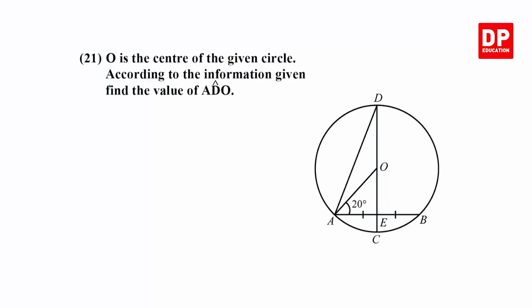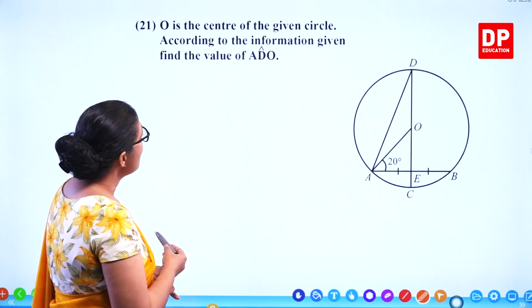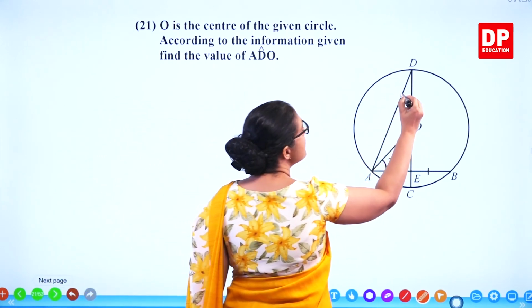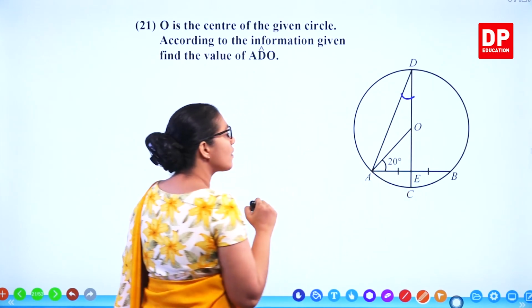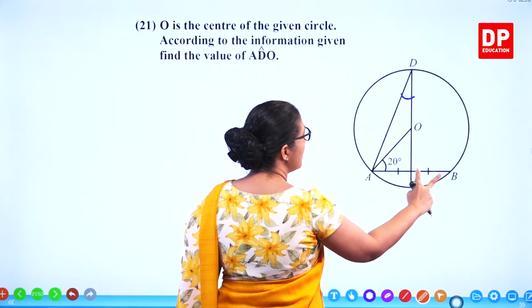Question number 21. O is the center of the given circle. According to the information given, find the value of ADO. This angle. So this is given. These lengths are equal.